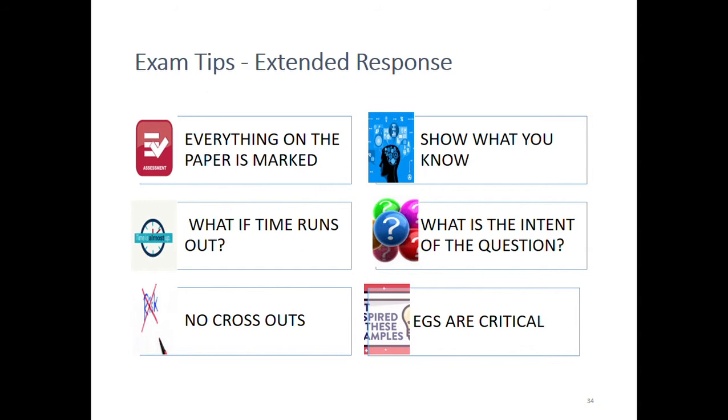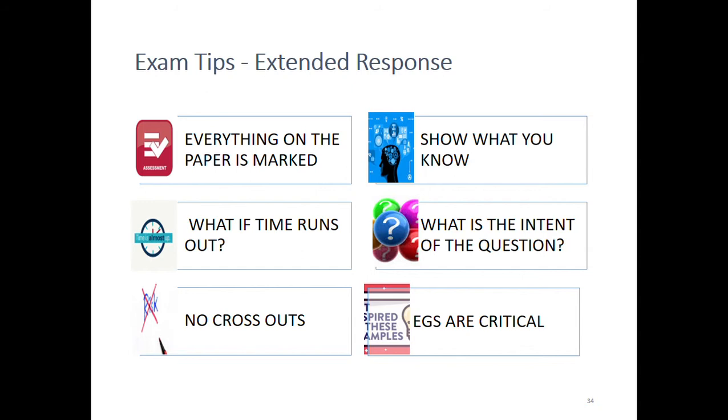Okay, everything on the paper is marked. You know that. Okay, so anything down the side, if you need to put something, write it up the alley, all those sorts of things. What happens if time runs out? It's an interesting thing. If you are up to the last question and your time runs out, I would highly suggest what you do is, that is the only time I would suggest dot pointing.